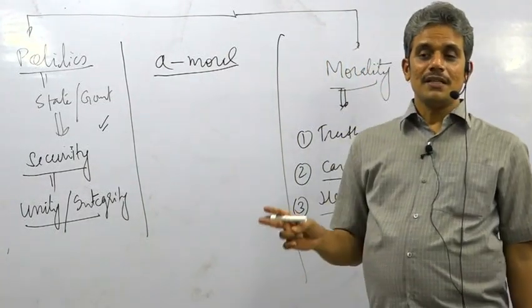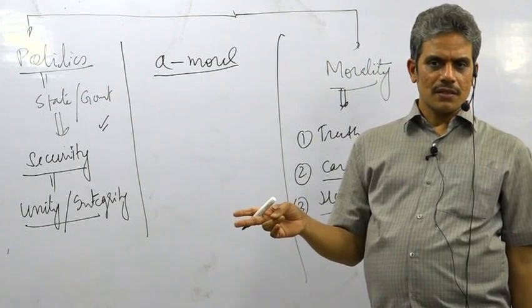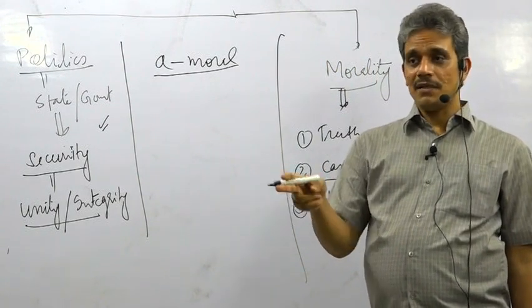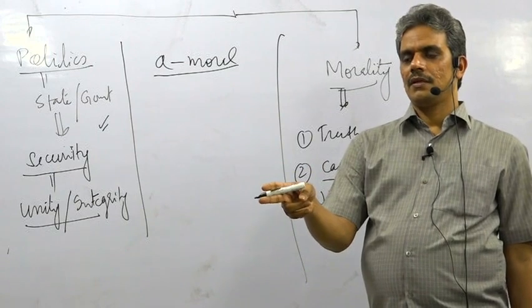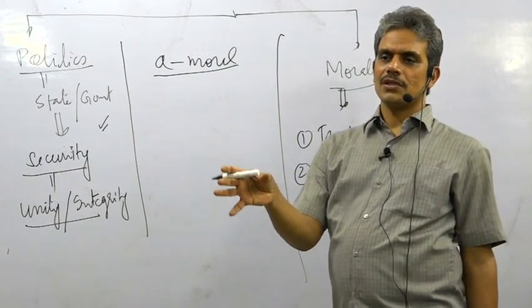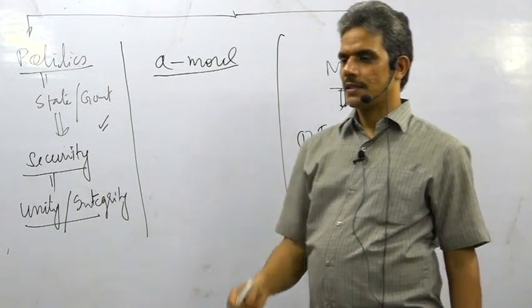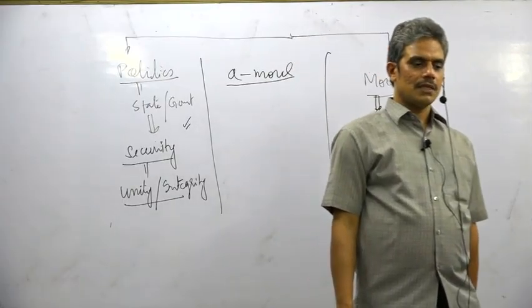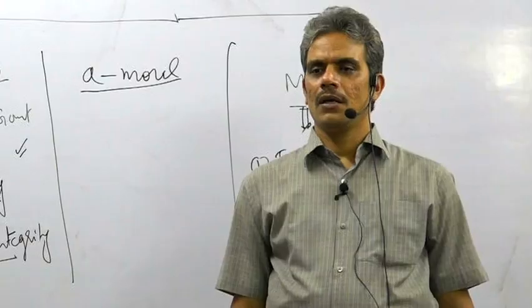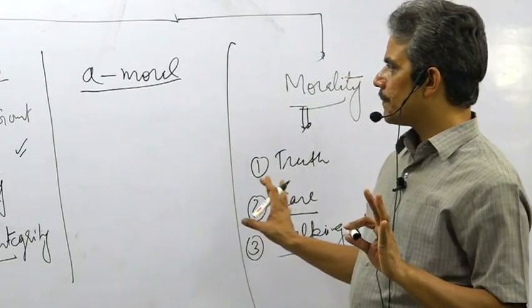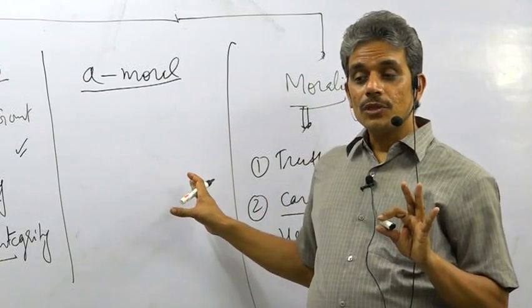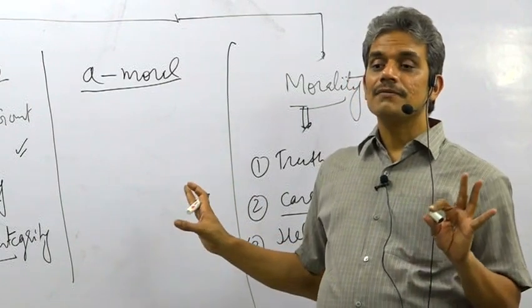It means the end is national interest, and morality is merely a means. So this is the fourth principle of Morgenthau. Next, the fifth one.